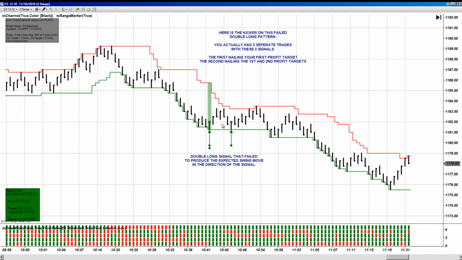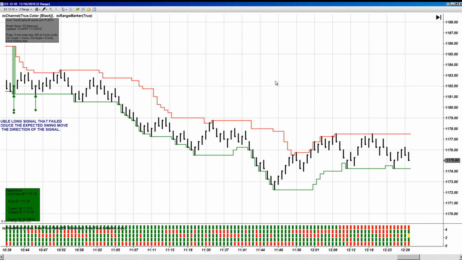Now, here is the double long that I was talking about. That is an exception to the rule. When you get this particular type of setup, you would expect a swing move to ensue and prices to continue to move higher. In this case, it didn't happen. However, here's the kicker to this whole thing. You actually had 2 separate trades with 2 separate signals. The first one nailed your first profit target, stopped you out on your second and third at break even. Then you re-entered on your second, and you got your first and second profit targets before the third lot was stopped out at break even. So even though the double long did not produce what it typically does, it still was a very profitable venture.